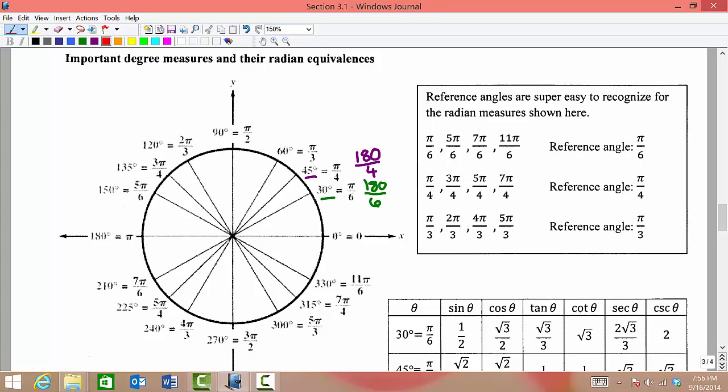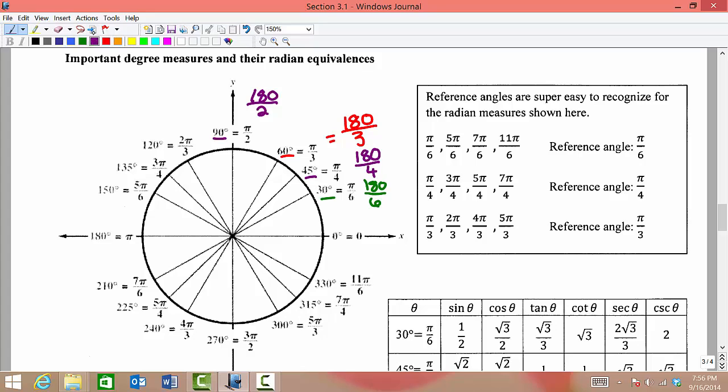And then 60 degrees would be pi over 3, and I could do that conversion very easily. 180 divided by 3, and that gives us 60 degrees. Here we have pi over 2, and that's the same thing as 90 degrees. So 180 divided by 2, and that gives us 90 degrees.